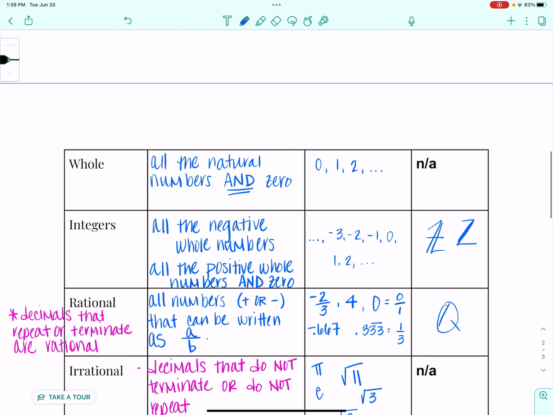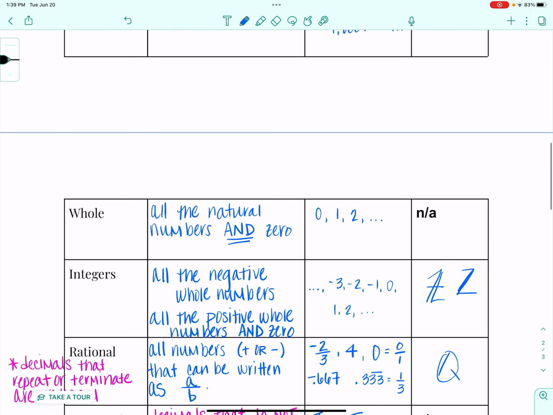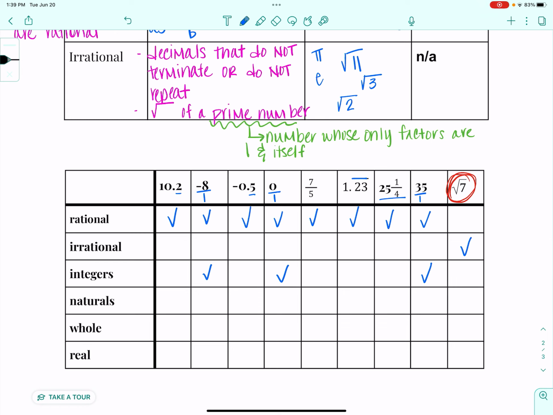What's next? The naturals. The naturals were the numbers you learned to count with. So you didn't learn to count with 10.2 or a negative 8. You didn't learn to count with a half or 0. You didn't learn to count with any of these except 35.